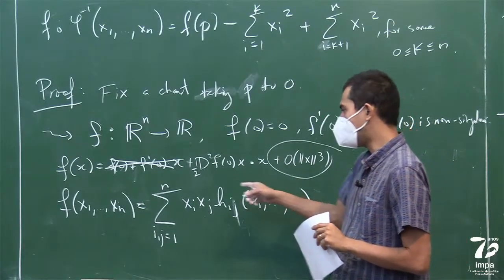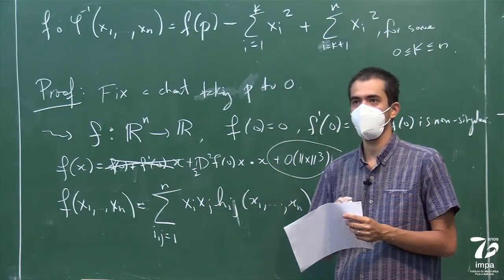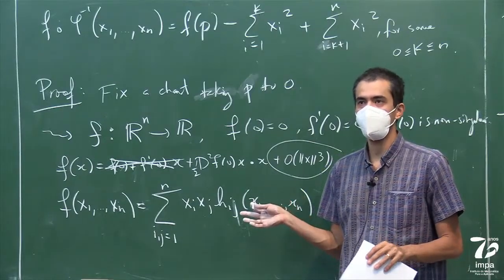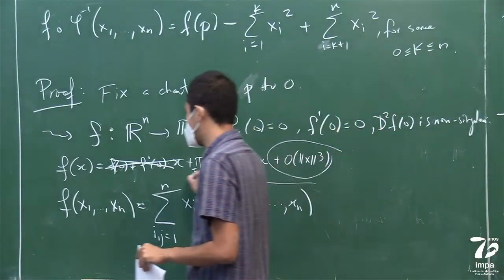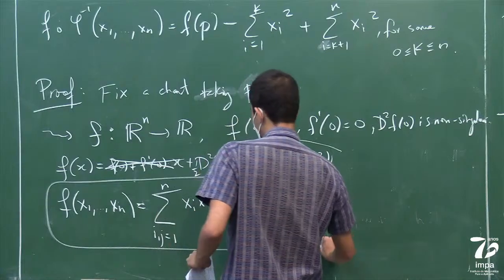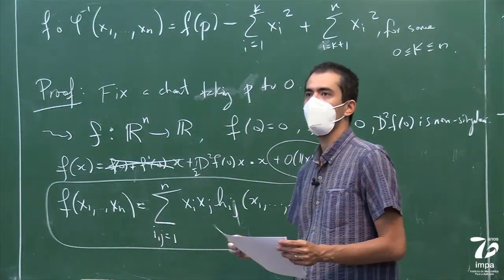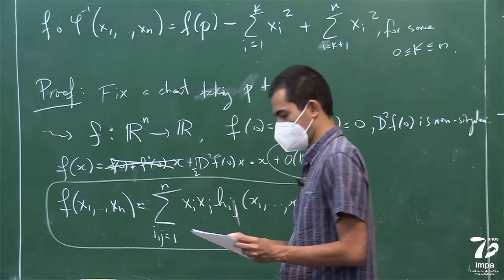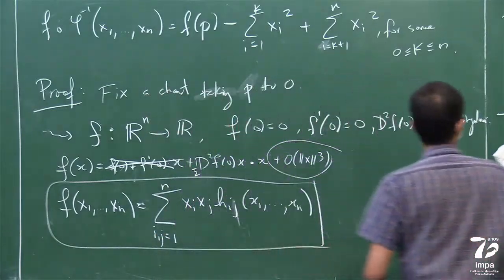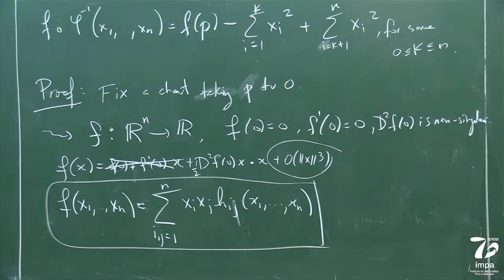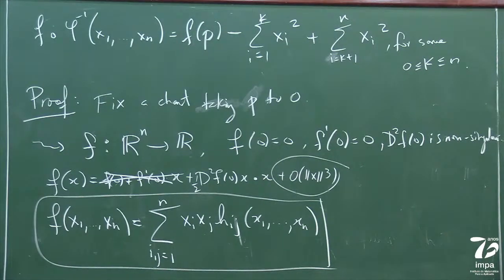So maybe it's not so obvious that you can do this for every function. But the proof is actually very simple. I claim that you can write the function like this, where hij are smooth functions. And why is that? Well, basically because of the fundamental theorem of calculus. It's how you prove the Taylor polynomial property, but you just do it slightly differently.